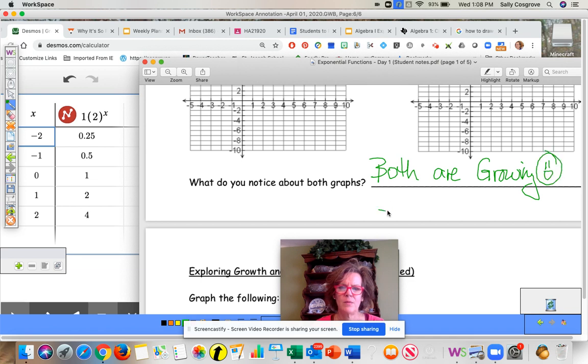Okay, they both look like that. The y values are getting bigger and bigger and bigger. They seem to start at 0, and then they just grow and grow and grow. Alrighty? So that is example 1 and 2. I hope that worked for you.